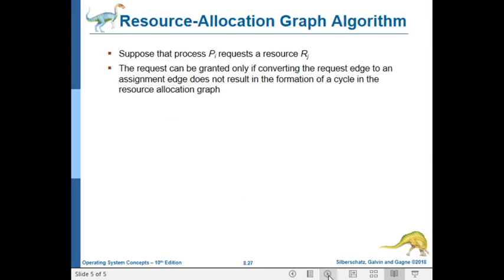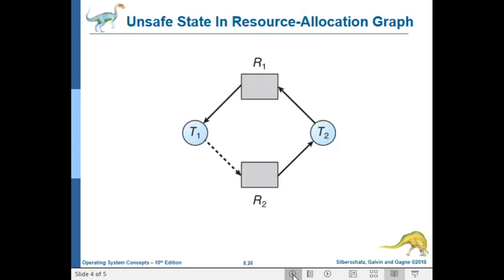We look at this slide. Suppose that thread Ti requests a resource Rj. The request can be granted only if converting the request edge to an assignment edge does not result in the formation of a cycle in the resource allocation graph. So we look at the example.